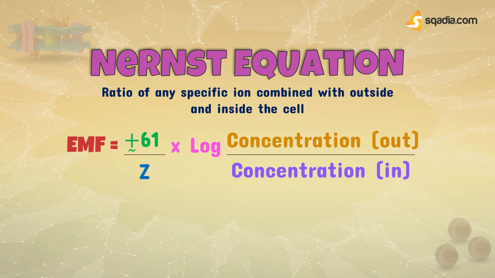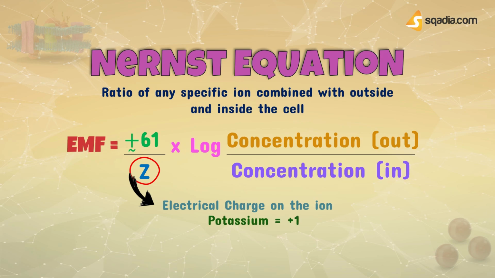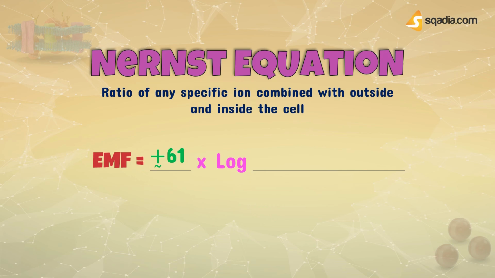This 61 is constant for all ions. Z is represented by the electrical charge on the ion. For example, if there is a potassium ion, the value of Z will be +1. It is also positive for the sodium ions as well. Now let us do some math here for our two major ions.